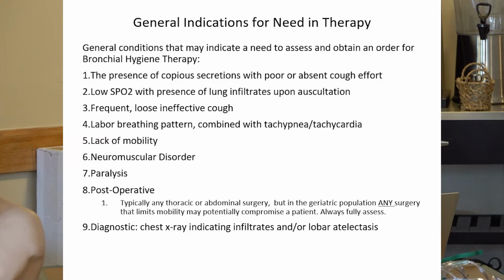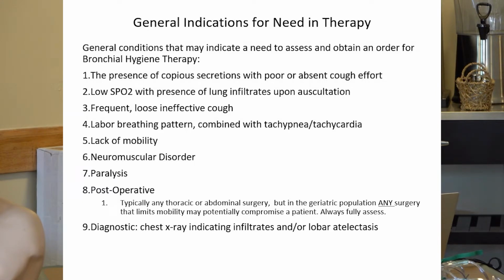General indications for needing therapy: a copious amount of secretions with poor cough effort. We've all had that patient who walked in the room and you heard that rattle, right? They can't cough and clear. Also low SATs, low pulse ox, with lung infiltrates on auscultation. If you see a low SAT on the pulse ox and you don't immediately pull out your stethoscope and listen to the lung fields, you're not doing your job. If you see a low SAT, the second thing you do is pull out your stethoscope and listen to the lung fields.